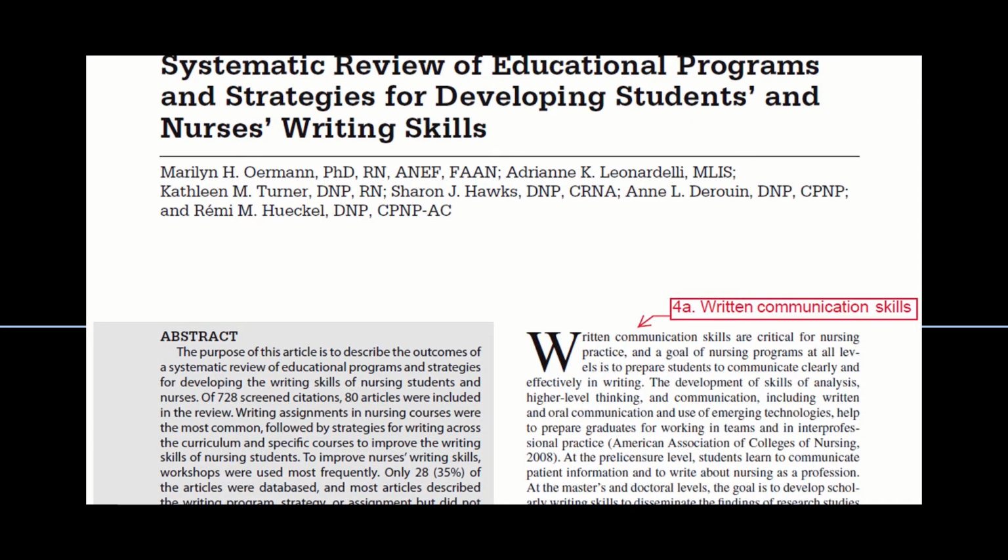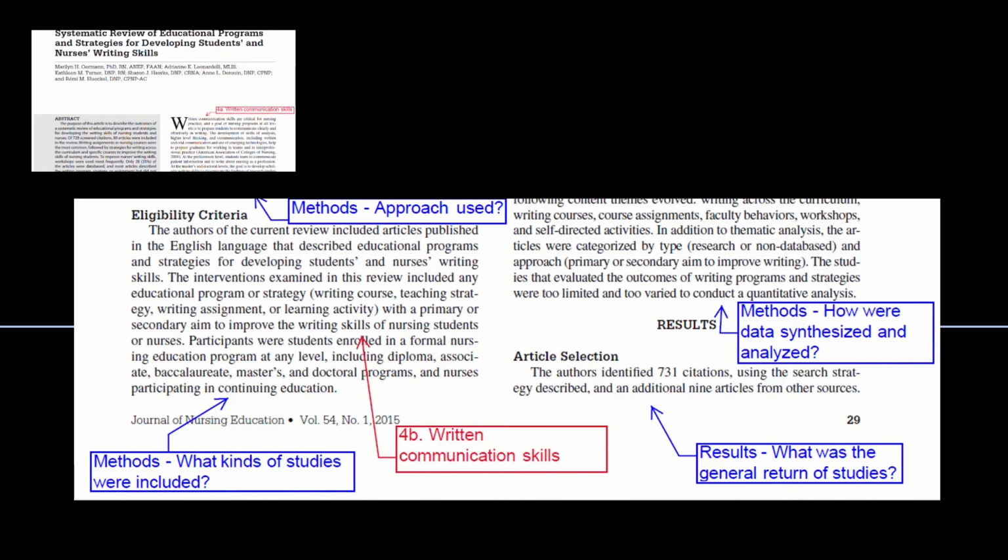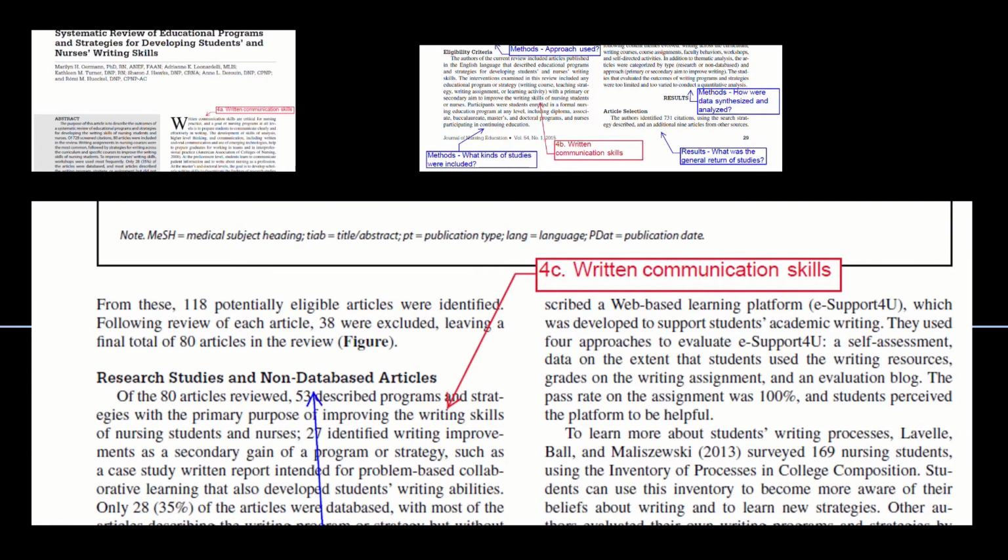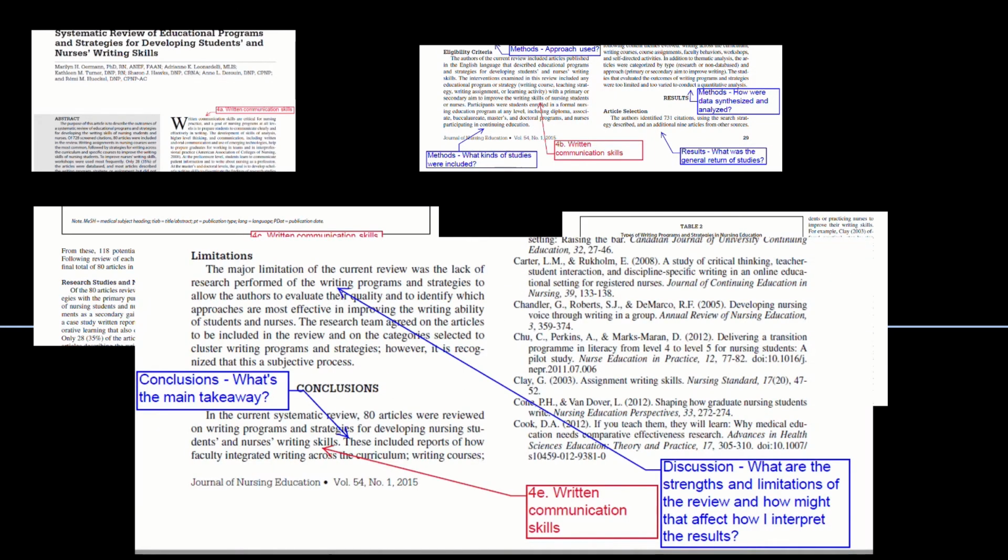At the beginning of the introduction, we're alerted to the main theme of this paper, written communication skills in nursing students. We see it again in the methods, the results, discussion, and in the conclusions. Using consistent terminology and staying focused on the central theme of the paper without veering off to tangential material is key to your reader following your point and being able to understand and apply your work.